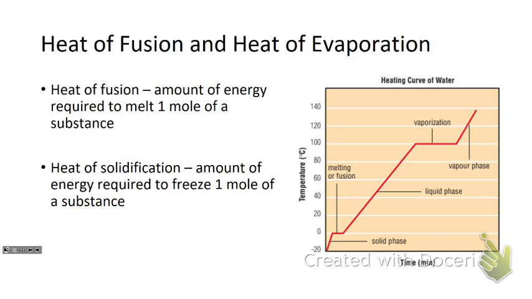Don't worry too much about this heating curve of water, but this is just showing the temperatures at which the states of water change. Below 0 degrees Celsius, it's going to be solid, it's going to be ice. Between 0 and 100 degrees Celsius, it's going to be liquid water. And at 100 degrees Celsius and above, it's going to be a vapor. So this is just showing the heating curve of water. Any questions about this?